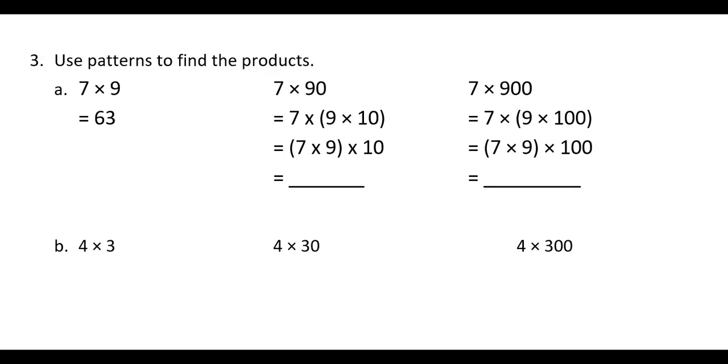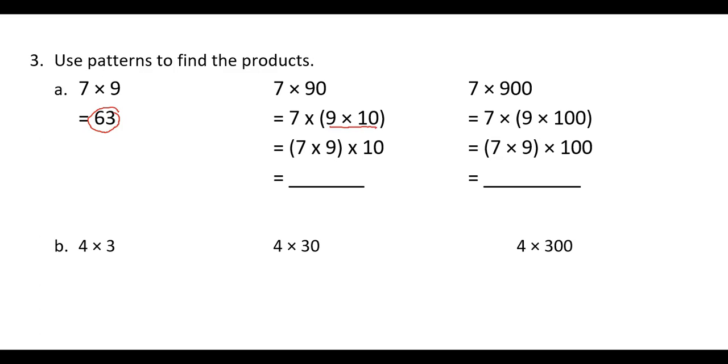And in this section, we're going to look at those same patterns. So if I look at problem A, it tells me from the start that 7 times 9 is 63. So we want to remember that. Moving over, we have 7 times 90. Well, 90 is the same as 9 times 10.